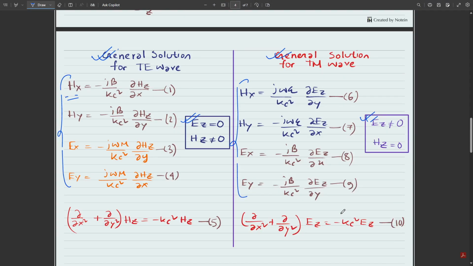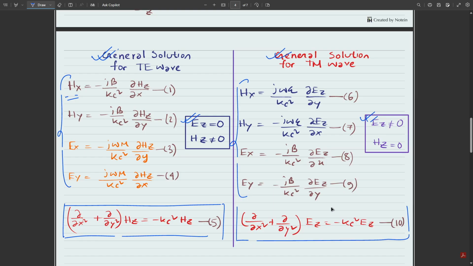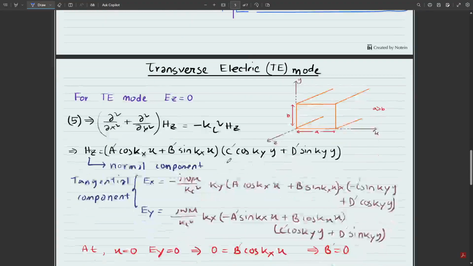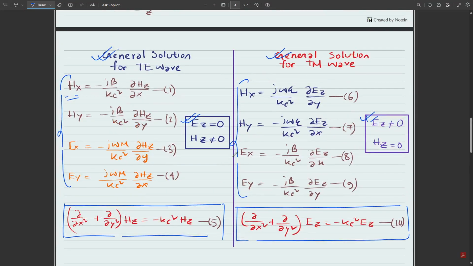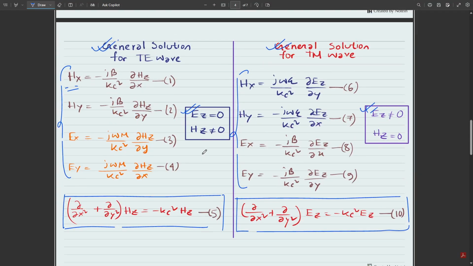And there is another equation. This comes from the Helmholtz equation. The upper four equations come from our Maxwell equations, and the bottom one comes from the Helmholtz equation. We have seen our derivations in our class. So if I go to the next slide, now we'll derive our general equations for the rectangular waveguide in TE mode.